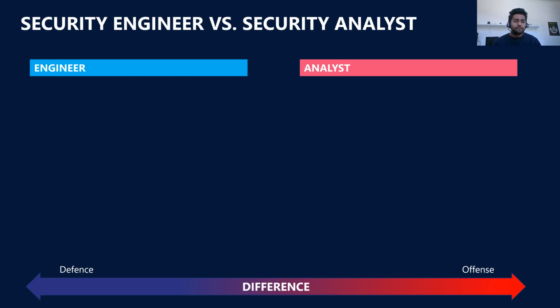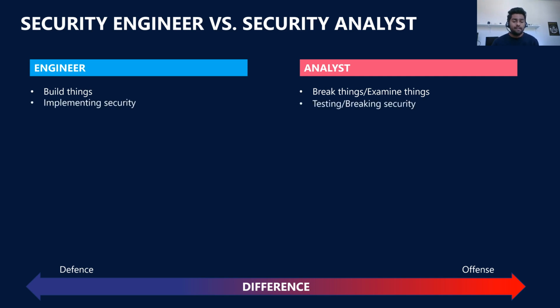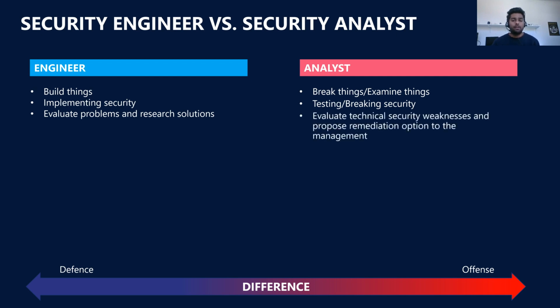So engineers build things, where analysts break things and examine things. The task of the engineer is to create and implement solutions, where analysts assess the resilience of those solutions. They will test whether the solutions are up to the mark or not. Engineers evaluate problems and research solutions, where analysts do the technical security assessment and propose a remediation option.